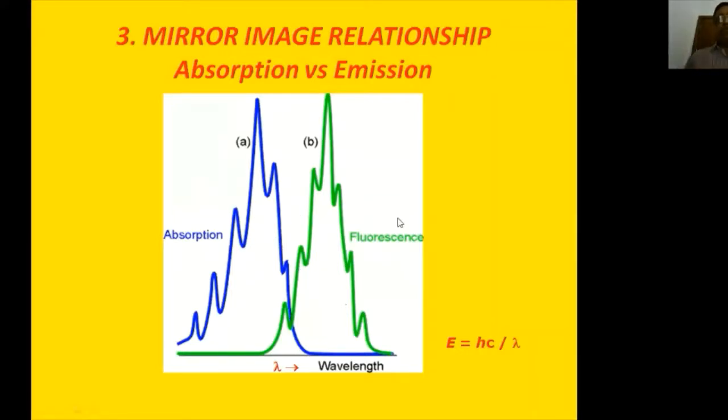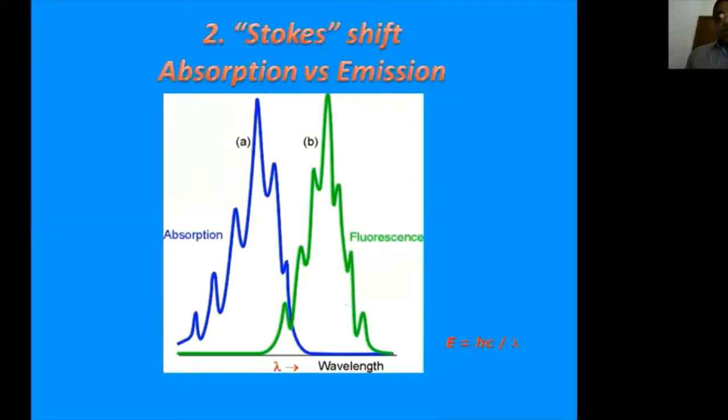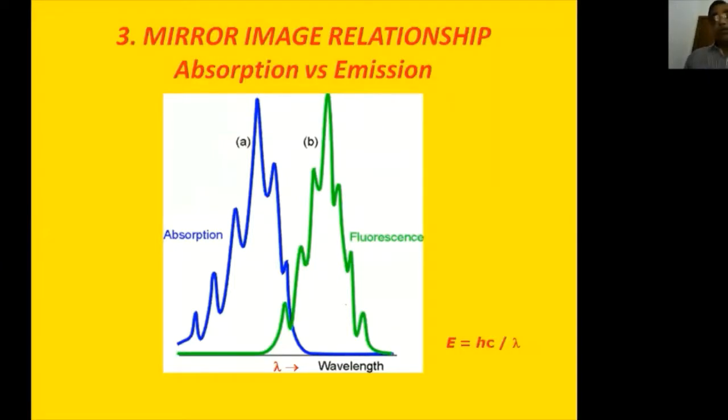These are the three basics of fluorescence you should understand. First, the emission is independent of excitation wavelength. The second observation is the Stokes shift: the energy of the emission is always lower than the absorption. The third is that you always see a mirror image relationship between the absorption and the emission. These are the 3 points you should understand as far as fluorescence is concerned.